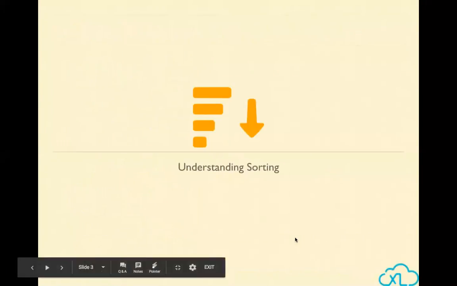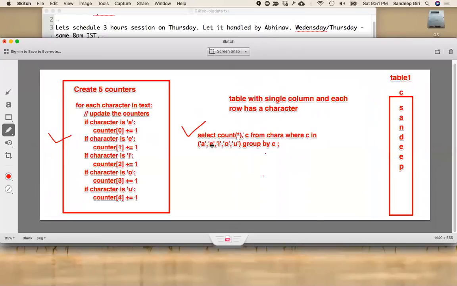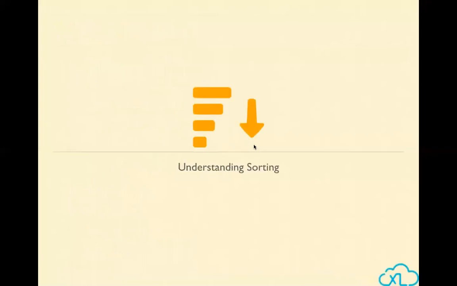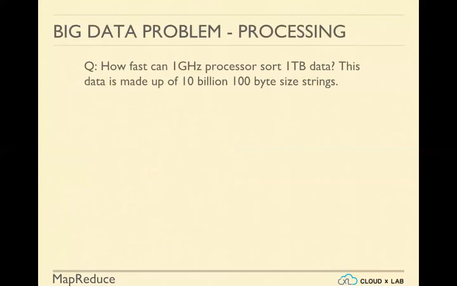All right, now here what we learned was that we used group by, and group by internally grouped the data. And you will notice that grouping is important because grouping internally does the sorting and other things. So now the first problem to address is a very simple problem. How fast can a 1 gigahertz processor sort 1 terabyte of data? This data is made up of 10 billion 100-byte strings.